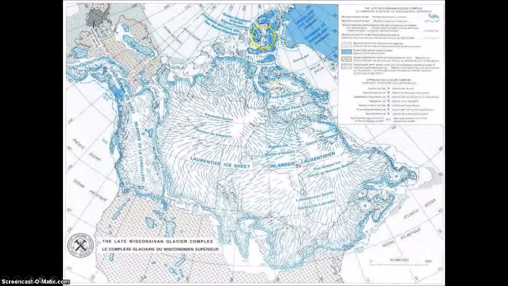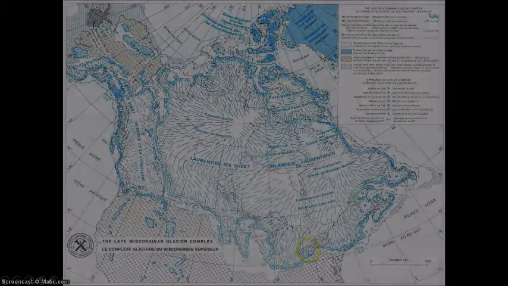So here's a more accurate picture of what the Laurentide ice sheet looked like, and the Cordilleran ice sheet. And notice that here's a little blip right up here. Guess where we are in Ellensburg? Oh, we're right there. And then so here's the fingers of the ice sheet coming down here.